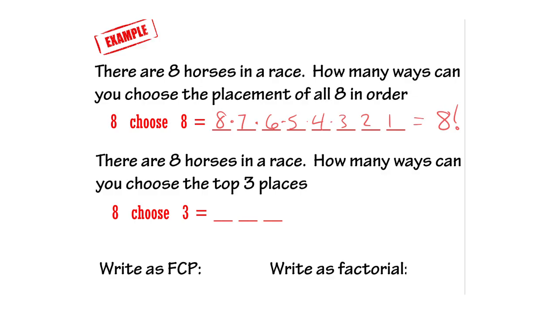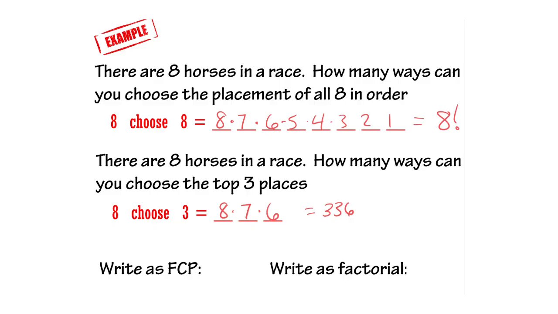But a common bet would be to pick the top 3. And so I've got these 8 horses. I've got to pick who's going to place in the top 3 places. So I still would have 8 horses to choose from for first, and then 7 for second place, and then I'd have 6 for third place. Now that's not near as big of a number, so way fewer ways for this to happen. There's only 336 ways for that to play out.